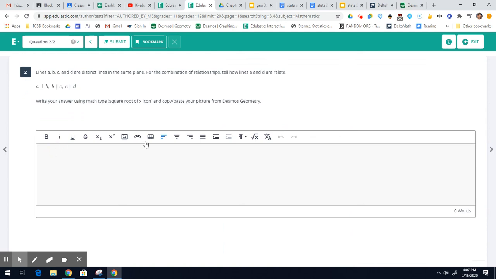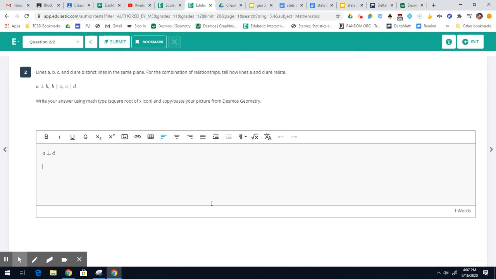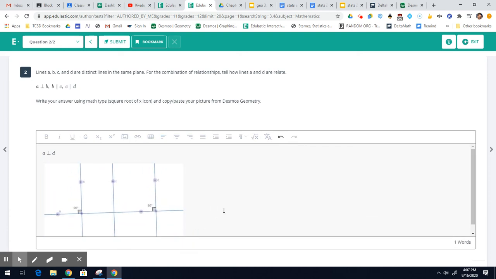Now they're perpendicular again. So in MathType, A, remember, third, symbols, to the right. Now if you need the parallel symbol, it's also here. That's parallel, but my answer is A perpendicular to D. And I'll paste my picture using Control V, make it a little bit bigger so Mr. Chappell can see, and I'm good to go.